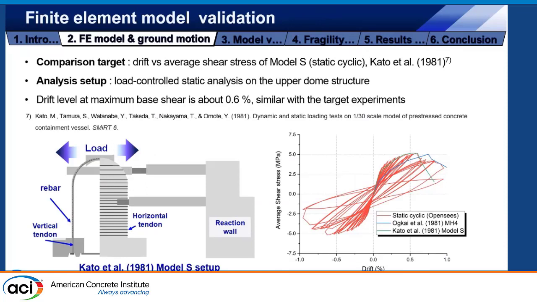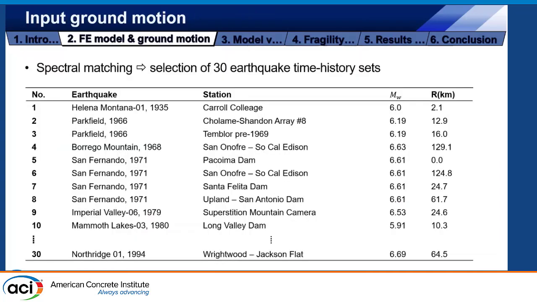To validate this finite element model, we compared it with the experimental result of Kato et al. in 1981. This experimental result is used as the reference for the shear strength equation in the current guideline. We developed the static cyclic analysis result and compared it with the experimental result, as shown in the right figure. In terms of the relation between the drift level and the average shear stress, the analysis results match well with the experimental result, and we decided that this element model has enough validity.